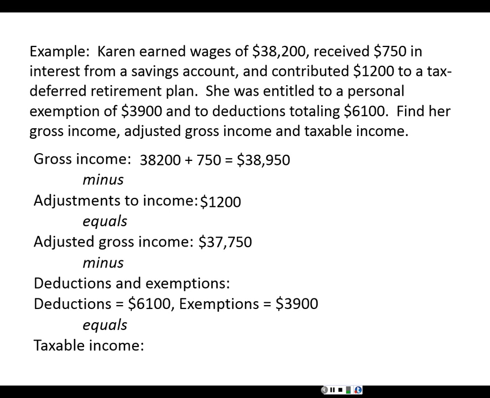Now, she doesn't pay taxes on all that either because she gets to take off deductions and exemptions. Karen is single, so you could look in the chart. Well, it doesn't even tell you that. It just tells you apparently she's single because she gets an exemption for one person of $3,900 and deductions of $6,100, which is the standard for her filing status. So if I take the $37,750 and subtract off the deductions and exemptions, that leaves her with $27,750 that she would take to the tax tables to figure out how much taxes she owes.